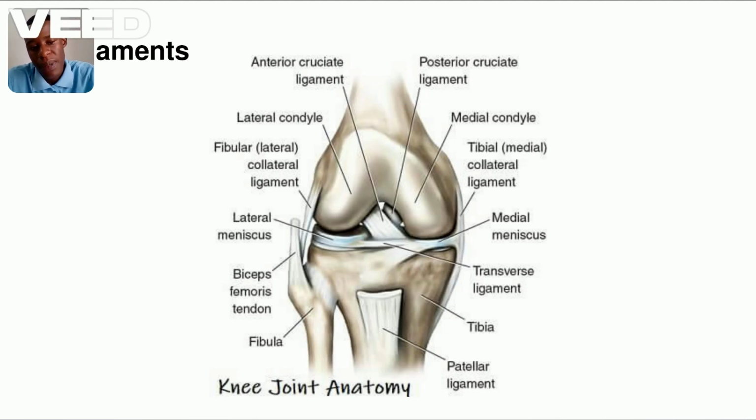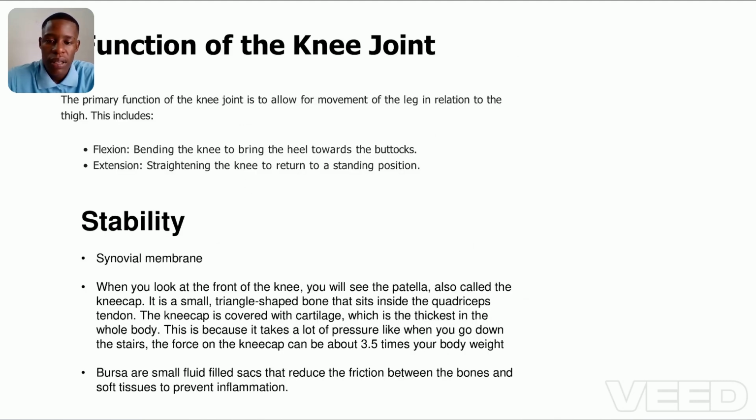Then between the patella and the tibia there is our patellar ligament, and the transverse ligament, as the name says, transverse, it crosses from one side to the other side. These are the ligaments of the knee joint. Now, let us look at the functions of the knee joint.